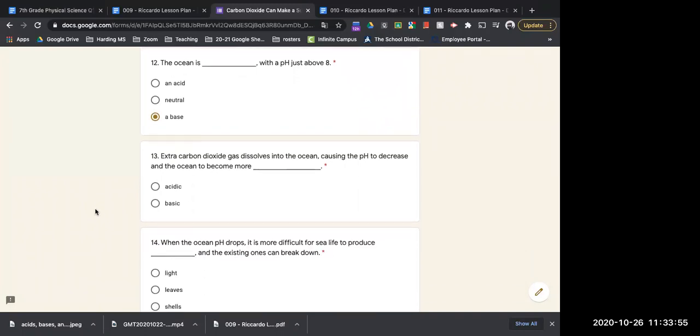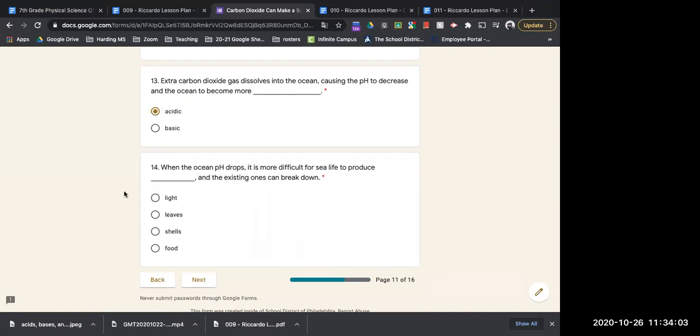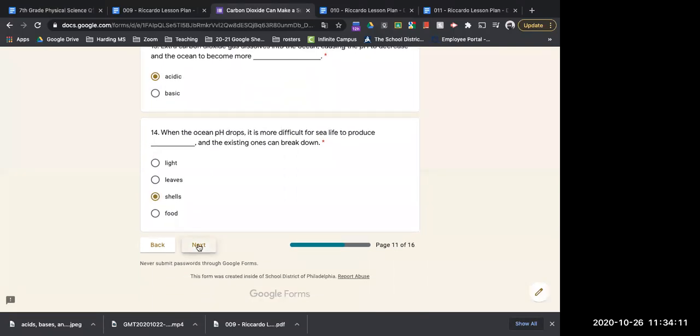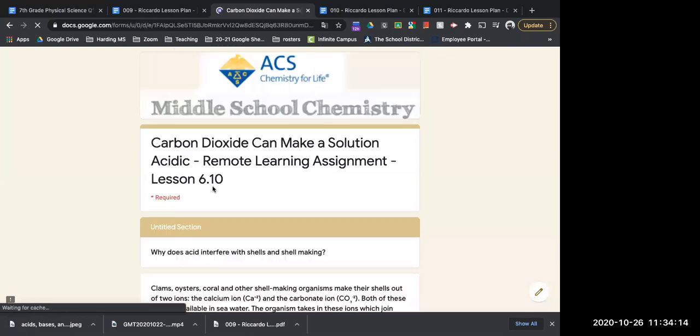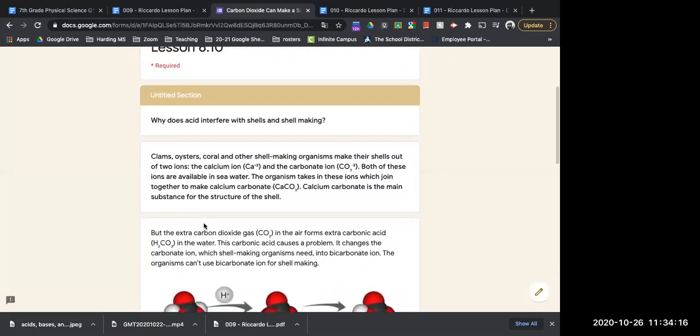Extra carbon dioxide gas dissolves in the ocean, causing the pH to decrease and become more acidic by about 0.1. When the ocean pH drops, it's more difficult for sea life to produce shells, and the existing ones break down.